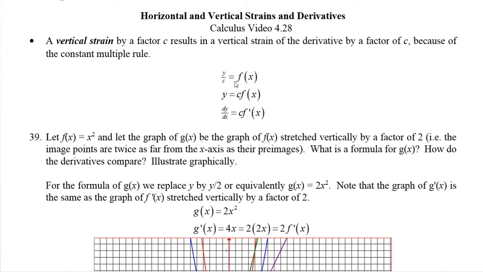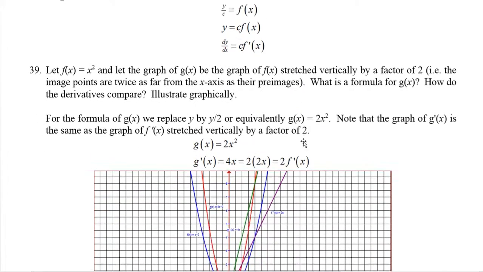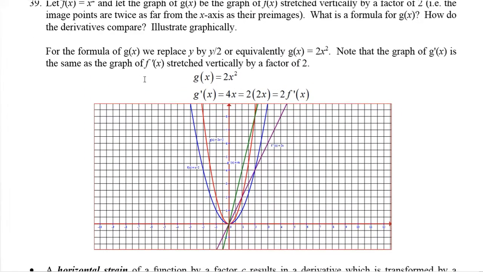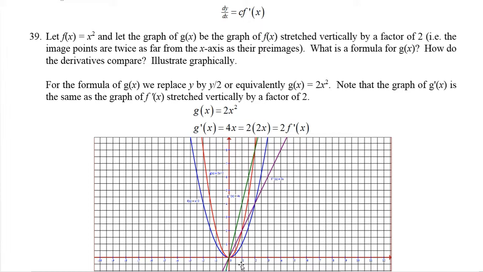So if you start with y equals f of x, and you strain it, you'll get y over c equals f of x, which is the same as y equals c times f of x. So now when you do dy over dx, it's c times f prime of x, which is a vertical strain of the original derivative.